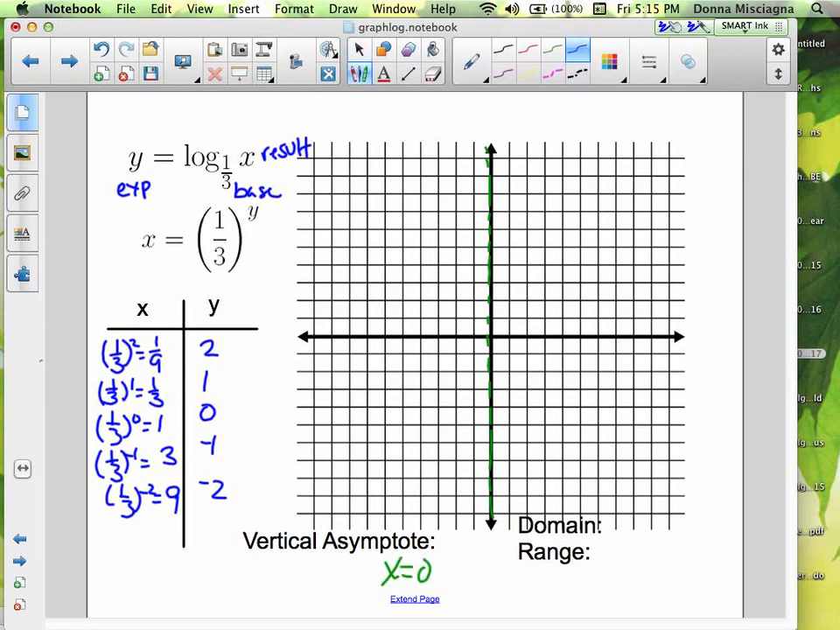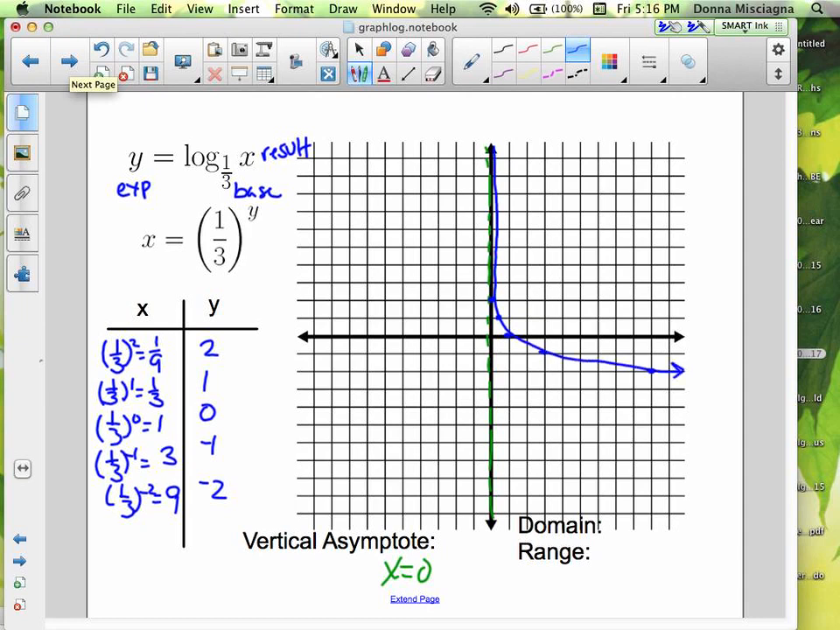All right, so now we're going to be coming from above and going down because this is decay. So we have the point 1/9, 2, 1/3, 1. So that should be just a little further out, I guess. This one should be a little further in. 1, 0, and then 3, -1, and then 9, -2. All right, so now our graph is coming from above. It's decreasing.